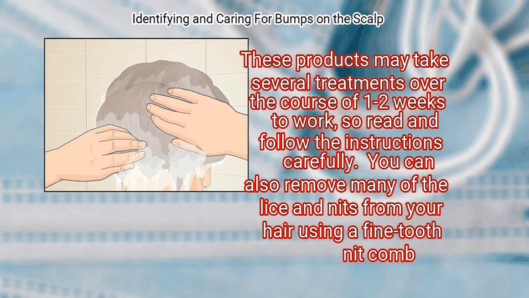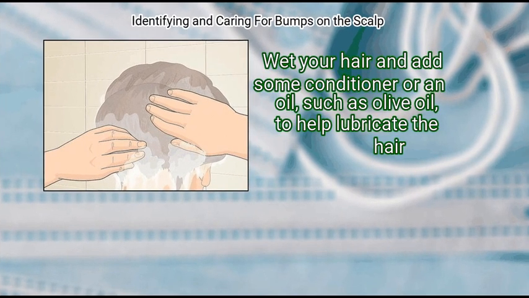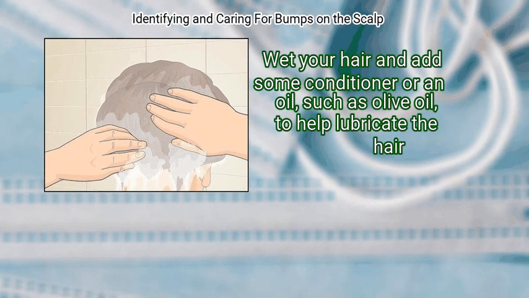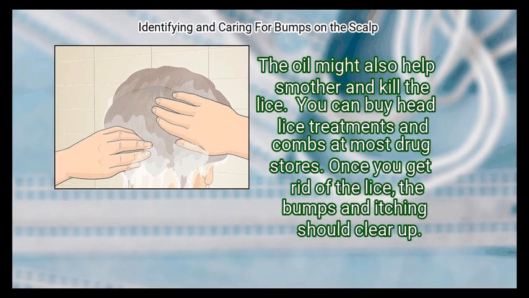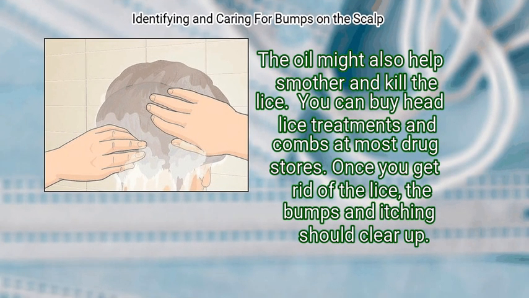You can also remove many of the lice and nits from your hair using a fine-tooth nit comb. Wet your hair and add some conditioner or an oil, such as olive oil, to help lubricate the hair. The oil might also help smother and kill the lice. You can buy head lice treatments and combs at most drugstores. Once you get rid of the lice, the bumps and itching should clear up.